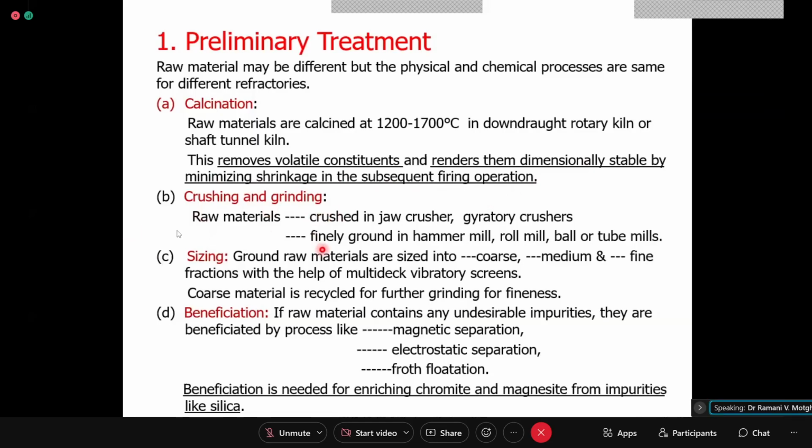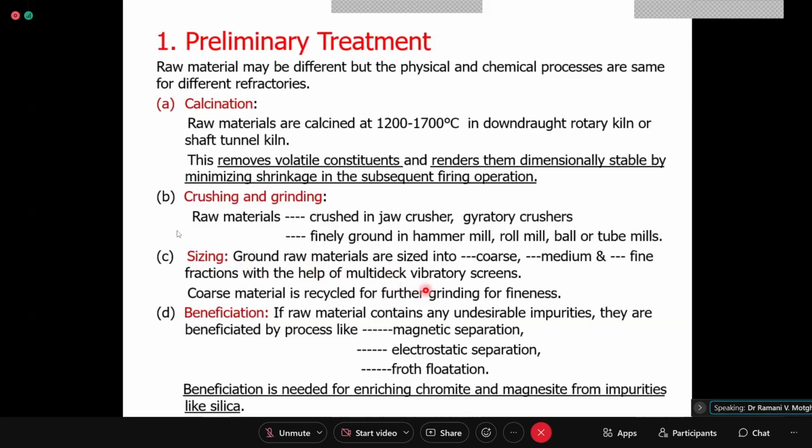Raw materials are then crushed. First, they are reduced in size by removing constituents like H2O, moisture and other things. Then the raw materials are crushed in jaw crushers and gyratory crushers, and finely ground in hammer mills, roll mills, and ball and tube mills. Okay. Then sizing. After crushing to fine size, it is sized. Sizing means there will be a vibrating deck.